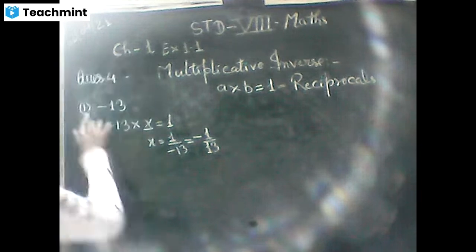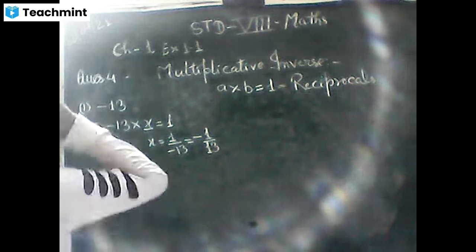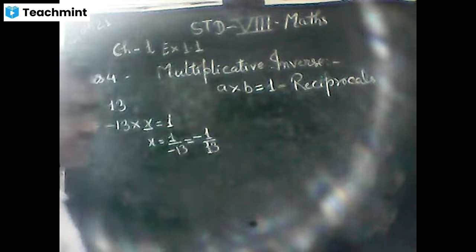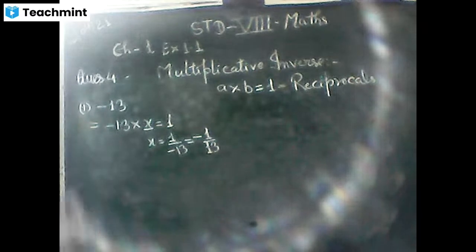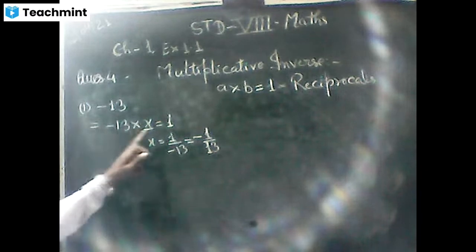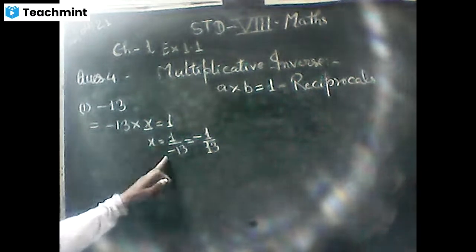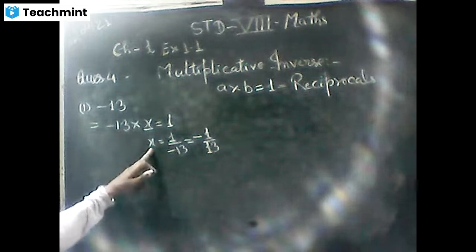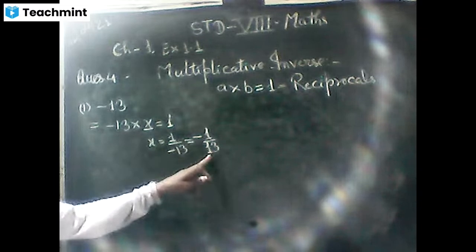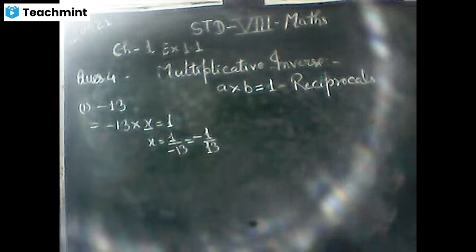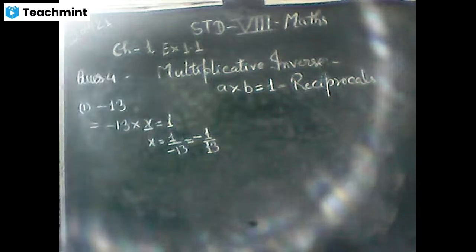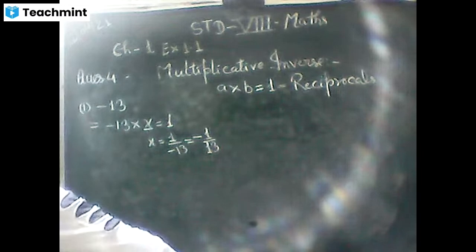So we have to read this, that our multiplicative inverse, when the product of two numbers is 1, then it is said that is our multiplicative inverse. And here we have to try and find out that the multiplicative inverse of minus 13 is minus 1 by 13 or 1 by minus 13. We have to write them in both the ways.